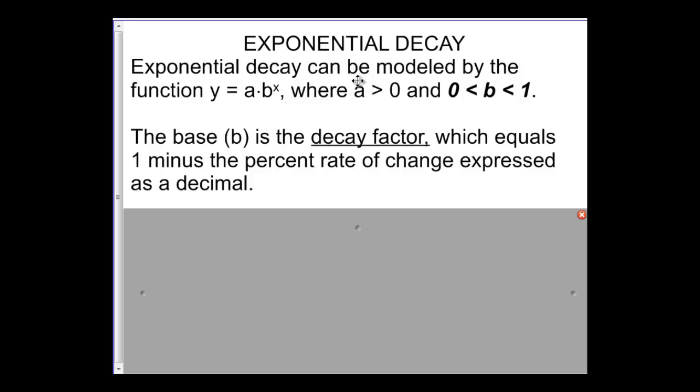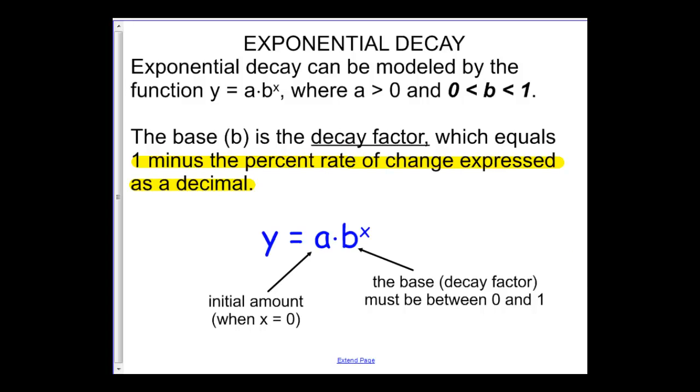Very similar to what we said for exponential growth, exponential decay. The base, or the decay factor in this case, is 1 minus the percent of change. So instead of 1 plus the percent rate of change, it's going to be 1 minus written as a decimal. Again, everything looks pretty similar. Otherwise, y equals a times b to the x. A is the initial amount before anything changes, and then b is the base decay factor, which must be between 0 and 1. So just one quick example, not quite so complicated as compound interest.